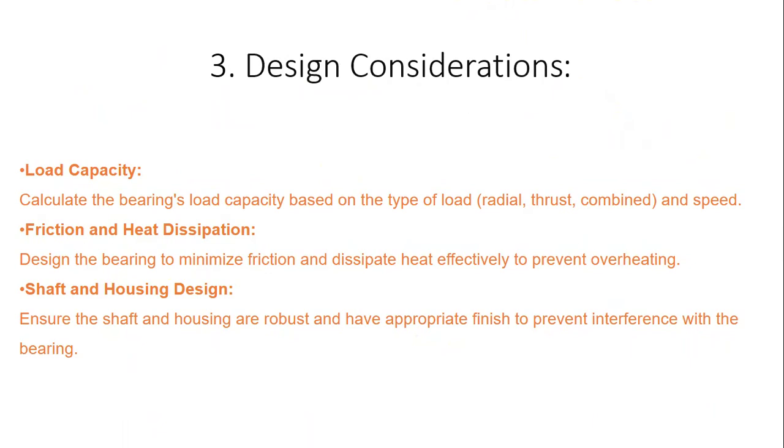Next one is design considerations. Loading capacity: there are two types of loads that will influence a bearing housing, radial load and axial load. We will see in a simple numerical problem what is the difference between these two combined loads. Next one is the impact of friction and heat dissipation, then shaft and the housing design. So these are the main things to be considered under the bearing design.